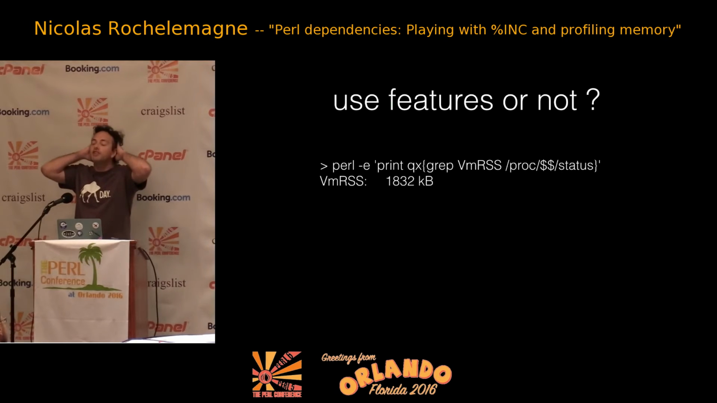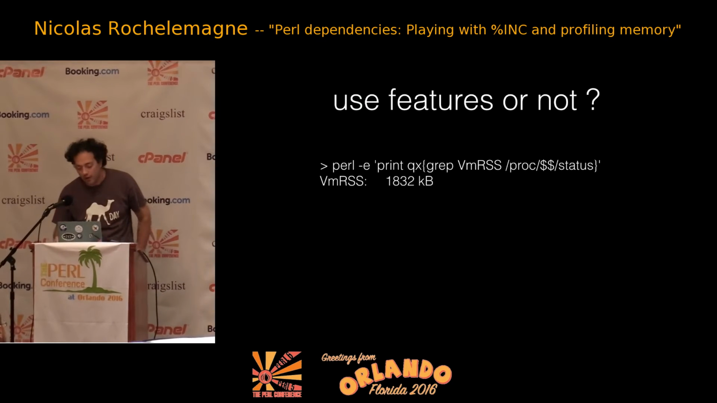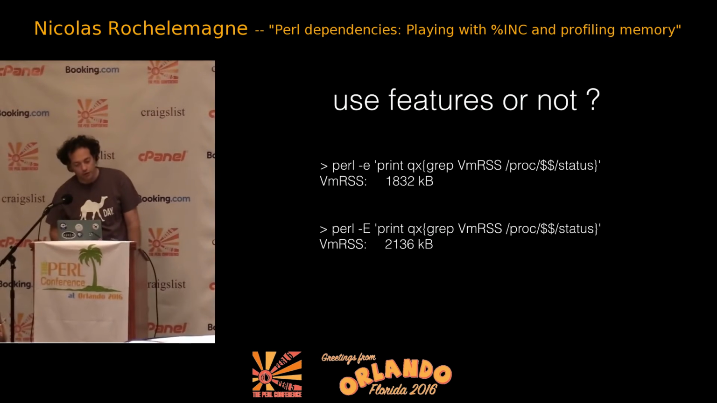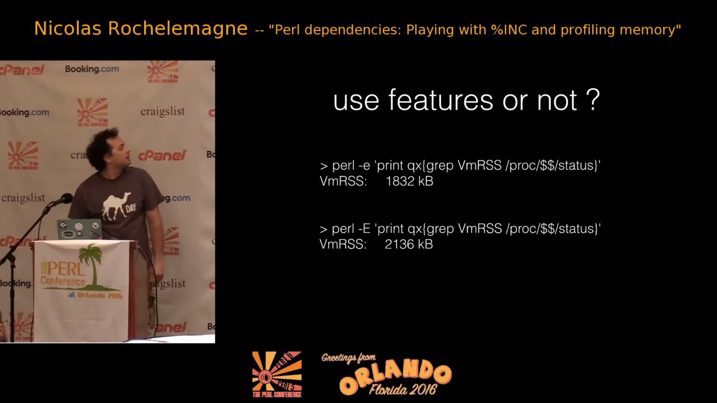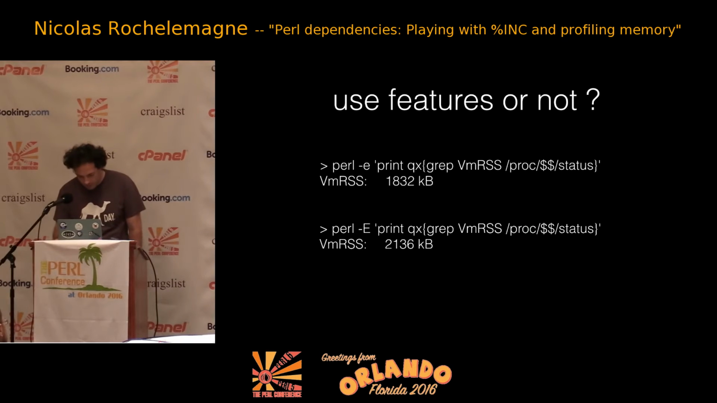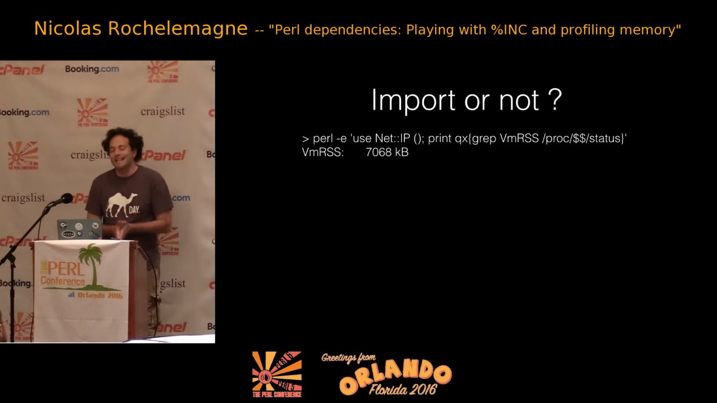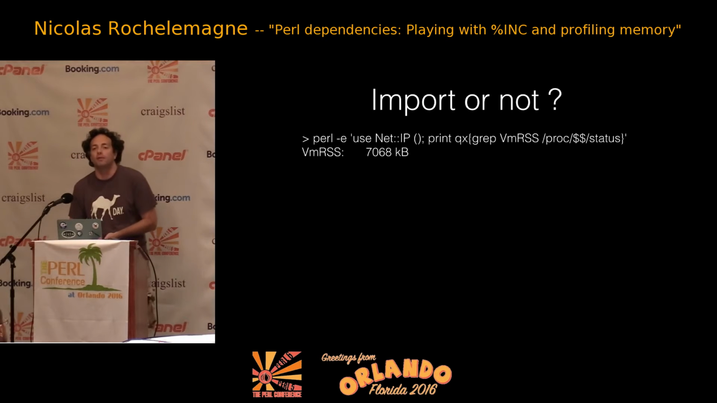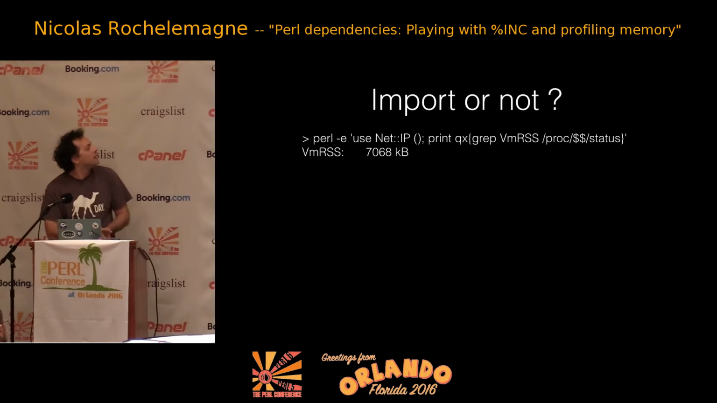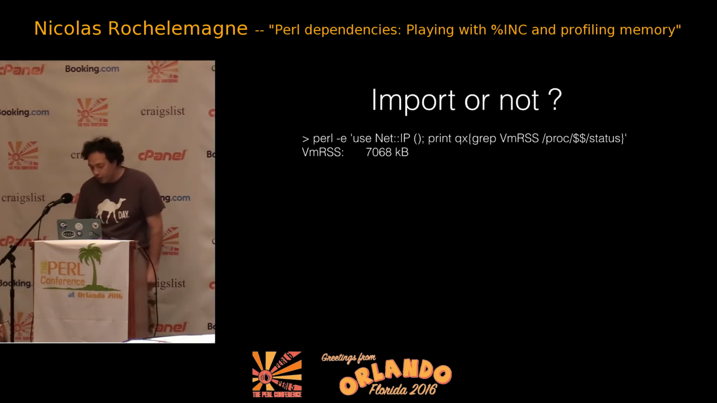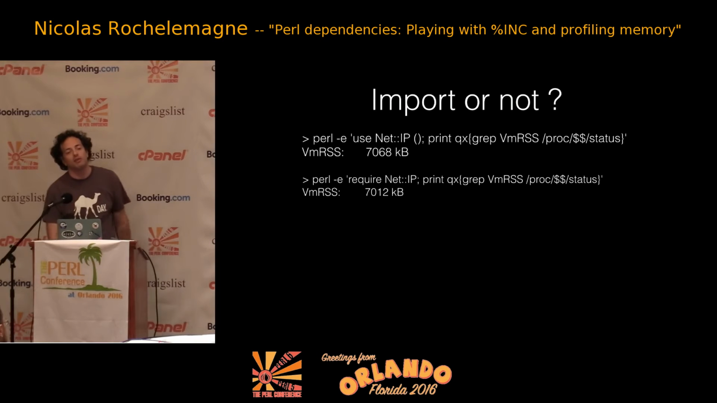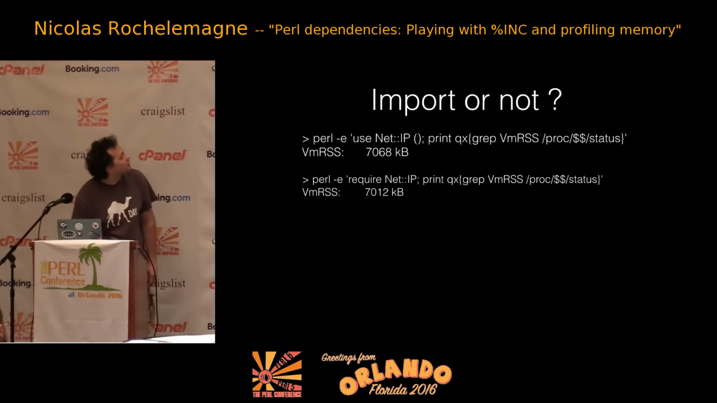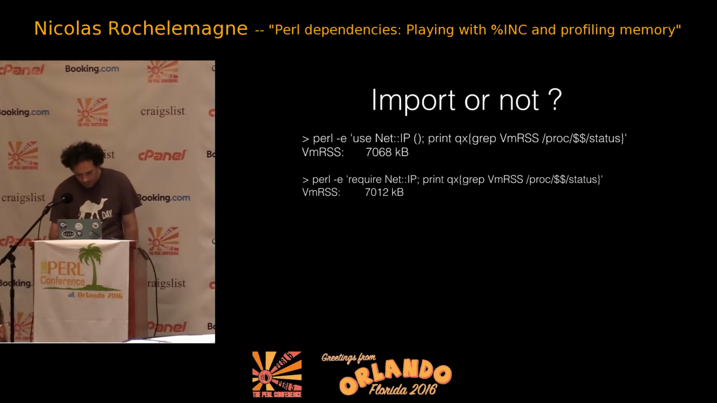So what is the impact of using features or not? No features, and I'm using the capital E to import them. It's about 300K, not so bad. Let's now check what happens when I'm importing functions from a module. When I say use Net::IP with parens, I'm importing nothing to that namespace, which is about the same as using require. And yes, metrics are also about the same.